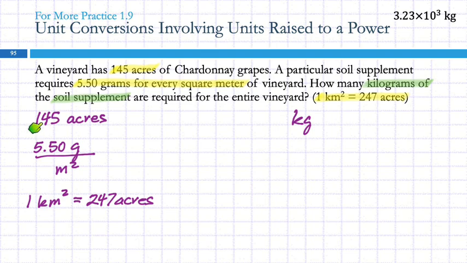Could 145 acres be a conversion factor? No, because there's just one unit. This has 2 units, grams per square meter. This is actually written as a unit equation. We just flat out recognize, well, that's a conversion thing there. So this is the only one that can't be used as a conversion factor, so that's probably where we're going to start.